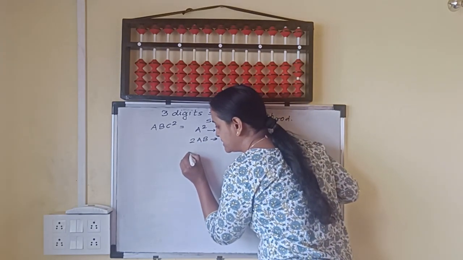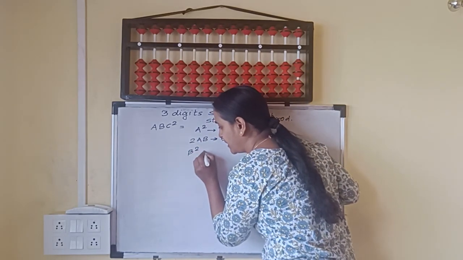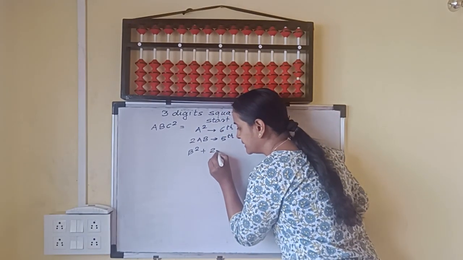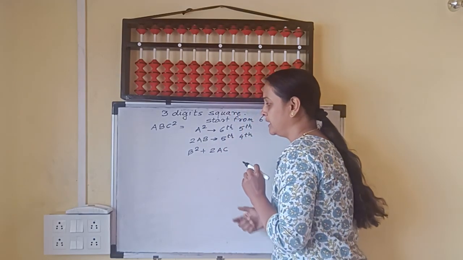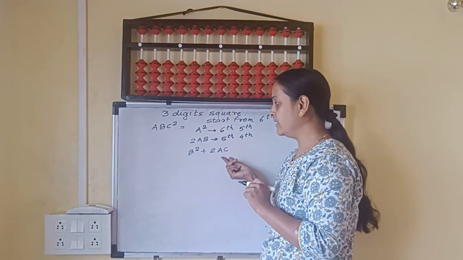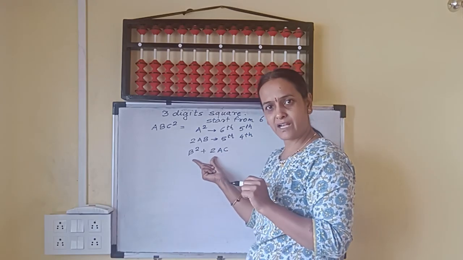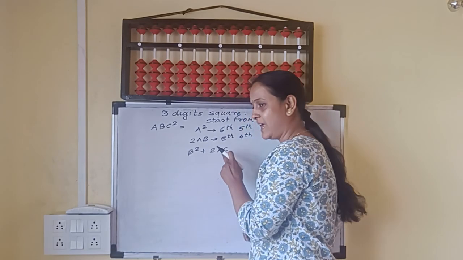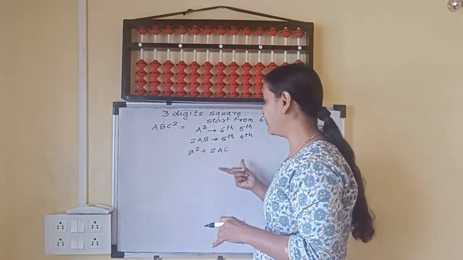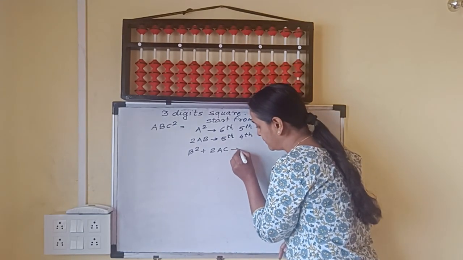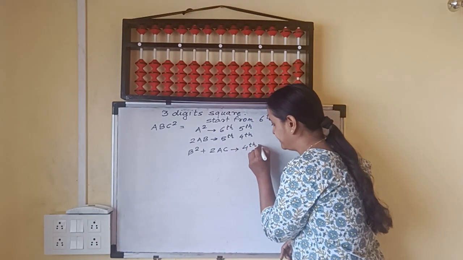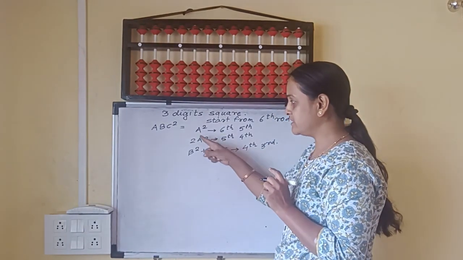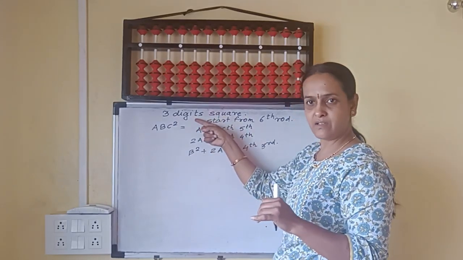The next step is B square plus 2AC. When we solve this calculation, first we find out B square, after that 2AC, and then we add these two numbers and put this answer on the fourth and third rod. This is the third step for finding the square.